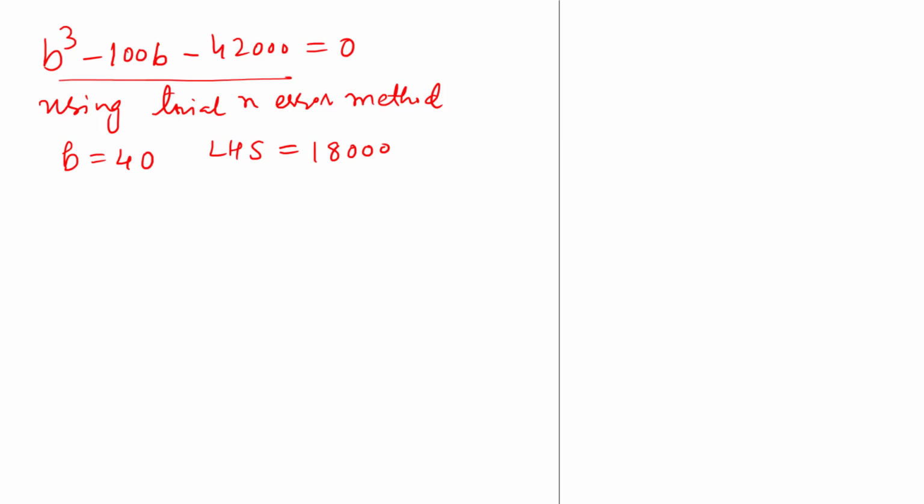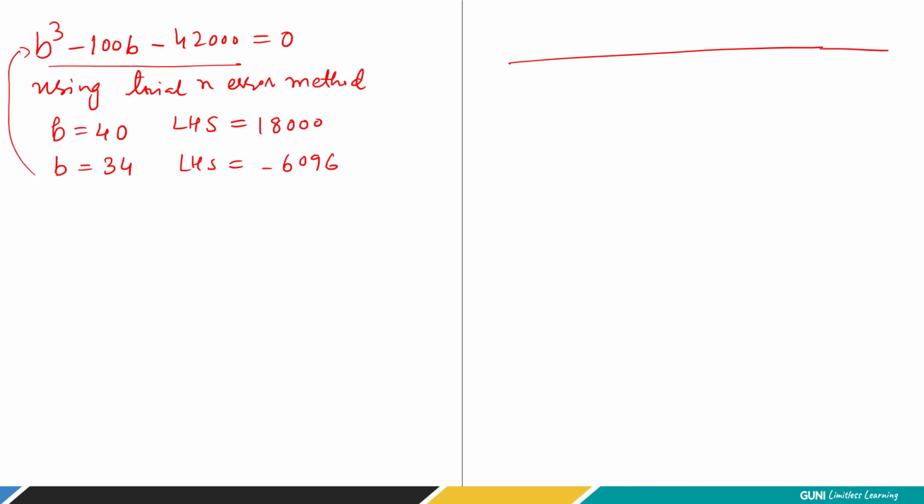So we have to reduce the value. So let's take a little lower value, let's say 34, and put it in the same equation and find out what is left hand side. Now it comes out to be minus 6096. So what it says, we want 0 for a value of B. We have to find the value of B so that the equation gives 0. So for B is equal to 40, the left hand side comes out to be 18,000, which is a positive value. But when you take B is equal to 34, we are having a negative value, minus 6096. What it says, our answer lies between 34 and 40. So whatever value of B is between these two, that is going to give the nearest value to 0. Okay.